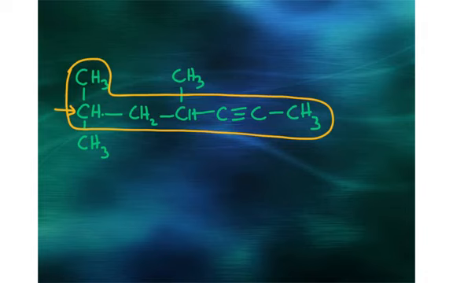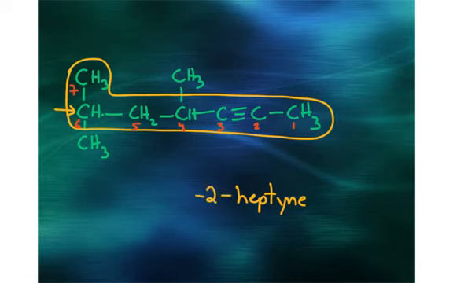When you're numbering this one, we're going to number from the right, because again, we have to get to that triple bond as quickly as we can. So there's my numbering system there. Let's put it together in our word now. So we have 7 carbons again, so we have a heptyne. Hept again means 7, yne means triple bond. The triple bond starts on the number 2 and goes to the number 3, so it is a 2-heptyne.